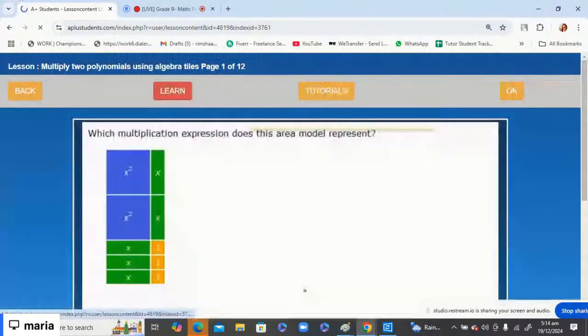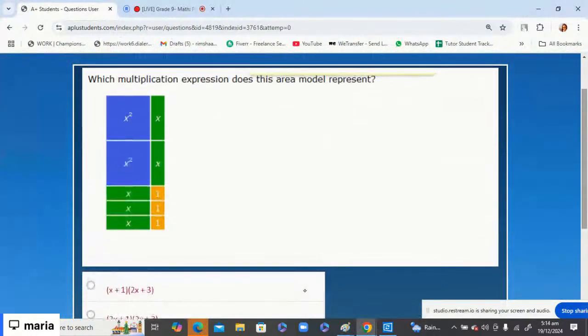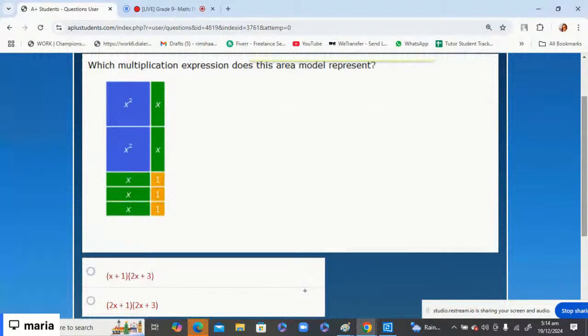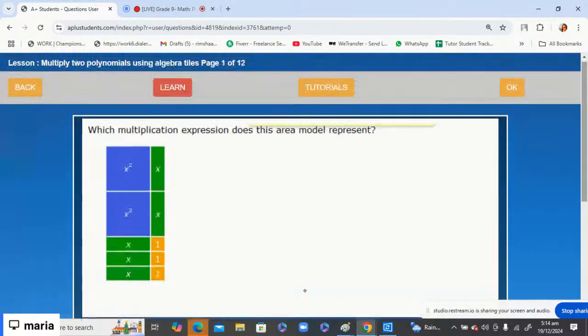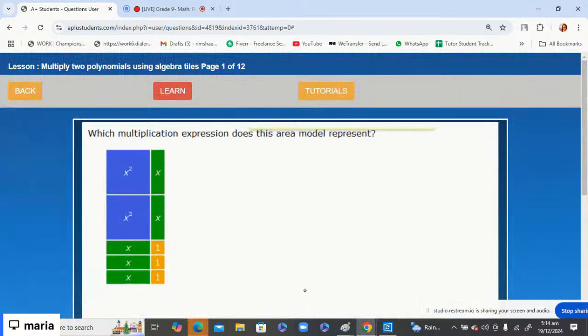Now let's do the test questions. So check it out here. Which multiplication expression does this area model represent? First of all, check the base. It's x and 1, so that is x plus 1. Now check the height. There are 2x and 3 ones. So 2x plus 3. Okay, x plus 1 and 2x plus 3. Let's go with it. And this is the right answer.